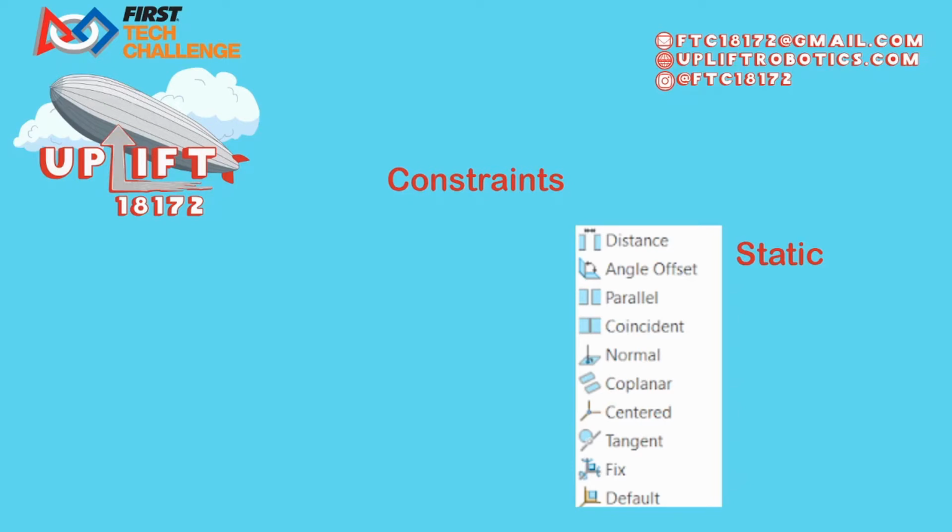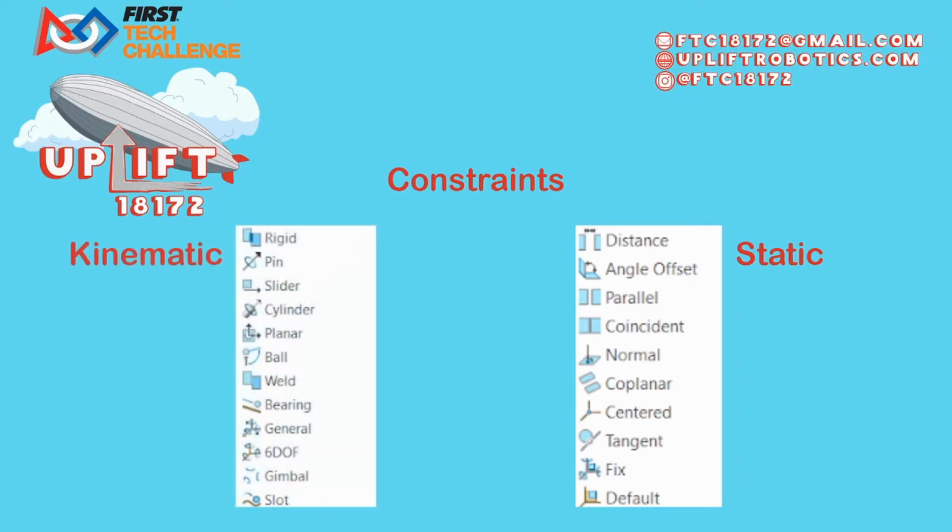The second type of constraint is kinematic constraints, which allow a component to move in an assembly. There are many different types of kinematic constraints, each defined by a different set of motion, but the most common ones that we use in FTC are pin and slider constraints. Pin constraints allow for things like wheels and gears to rotate about an axle. Slider constraints are useful for things like linear motion, like linear slides.